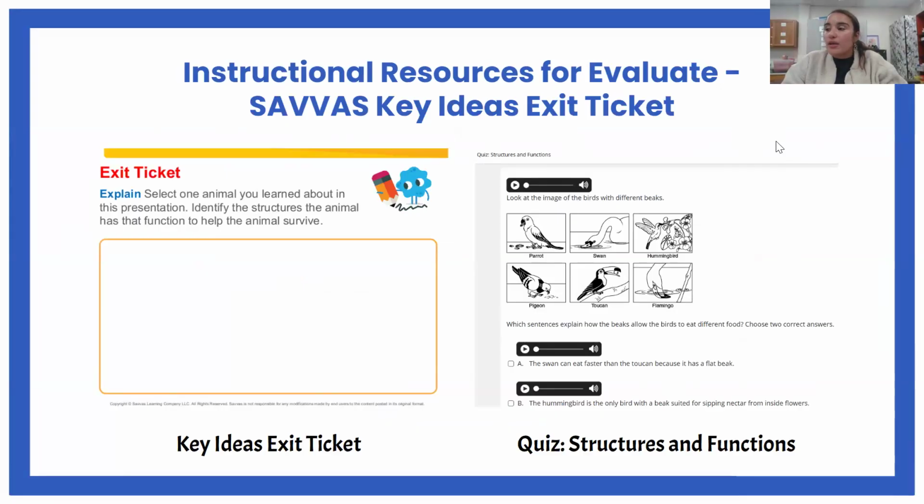And then for the Evaluate, there is an exit ticket where students select one animal that they learned about and identify the structures or parts and the function or purpose of how that helps the animal survive. That's a great opportunity to have students draw a picture of one of the animals they learned about, and also a great writing opportunity for them to utilize that academic vocabulary. There's also a structures and functions quiz available in Savvas. Keep in mind you can assign those quizzes digitally, you can edit them, and you can also print them.